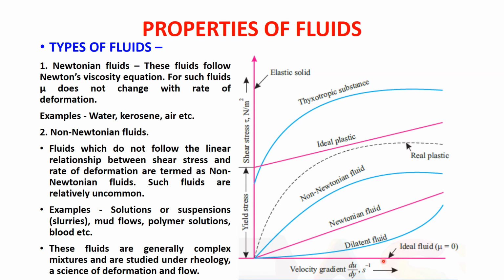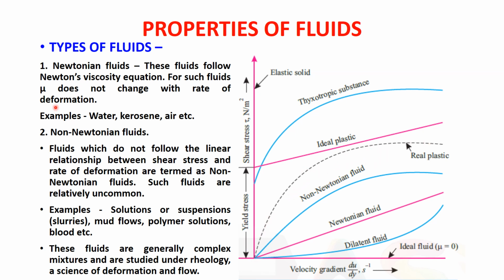For ideal fluid, mostly the line will be horizontal because the viscosity value is 0. So the line is straight and horizontal along the velocity gradient axis. For elastic solid, the line will be vertical, so there will be no velocity gradient, there will be no flow, therefore that will be an elastic type. Then for real plastic fluid, if you observe the graph here, it has somewhat the same nature as a non-Newtonian fluid, but it will have higher values of yield stress.